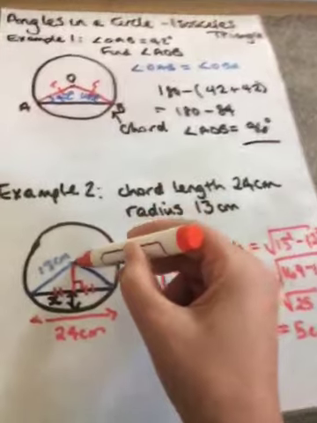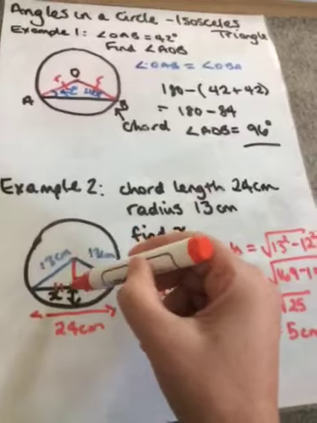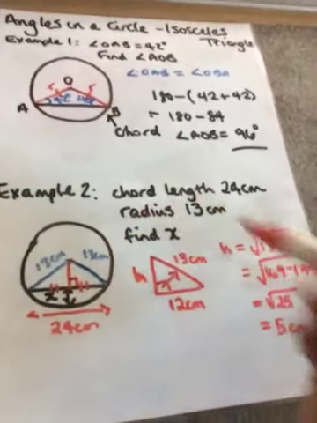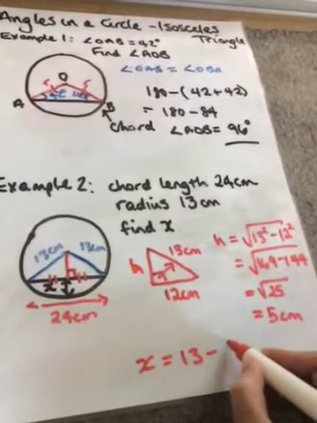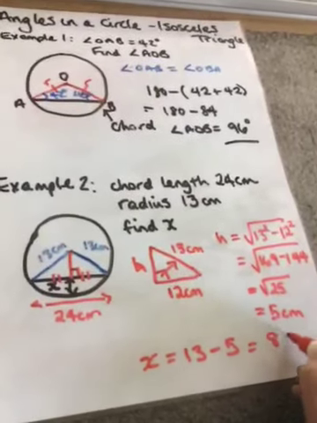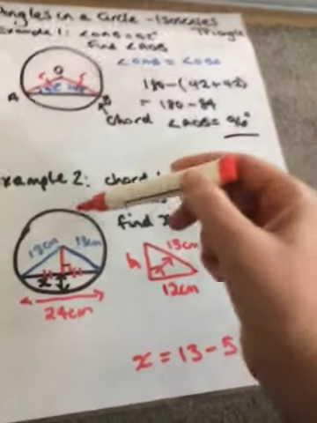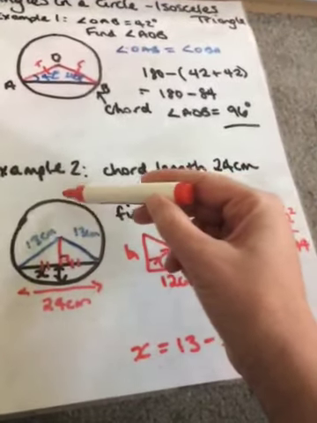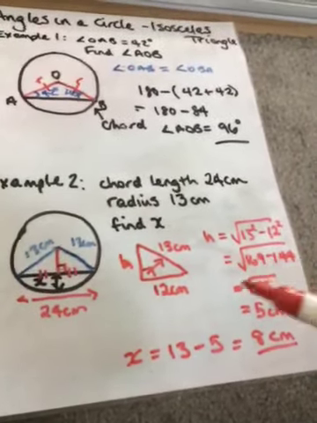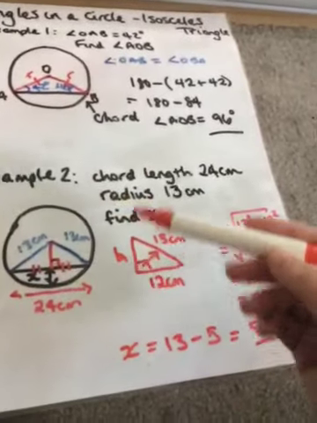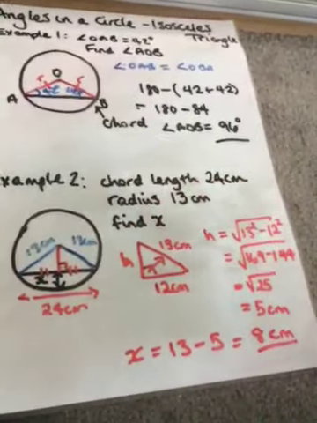We know that this bit from here to here is 5 centimetres, but we know that the entire length from the centre to the circumference is 13 centimetres. So to work out x, we need to do the radius, take away the 5, and that gives us a value of 8 centimetres. Now, some questions will ask you to work out from the chord to the top, and you would just take your 5 centimetres and add it onto a radius in order to get the opposite measurement, because you know that the entire measurement from the top to the bottom is going to be 26 centimetres.